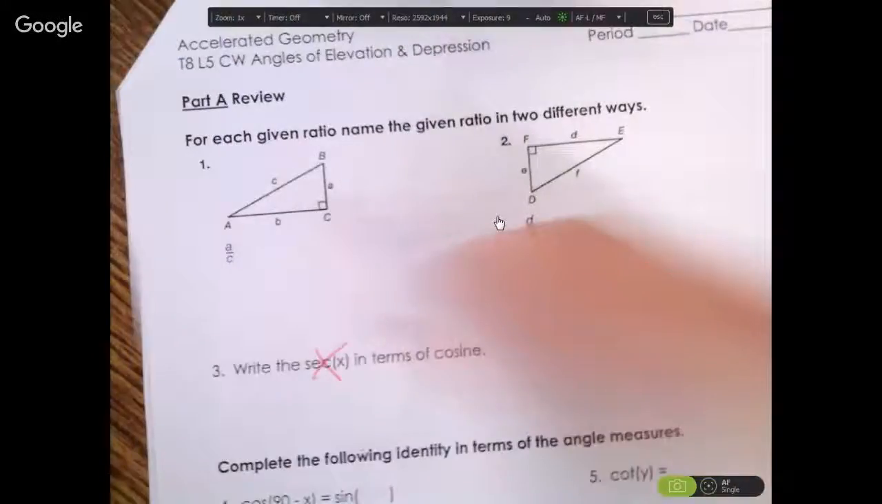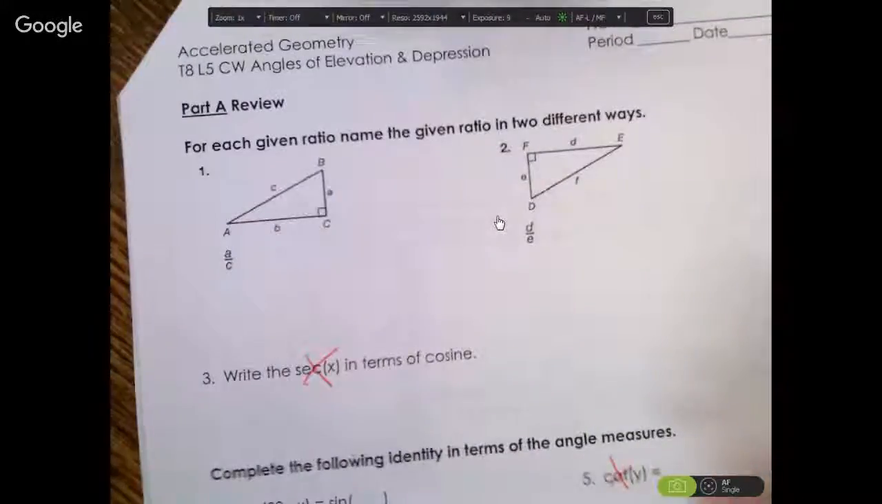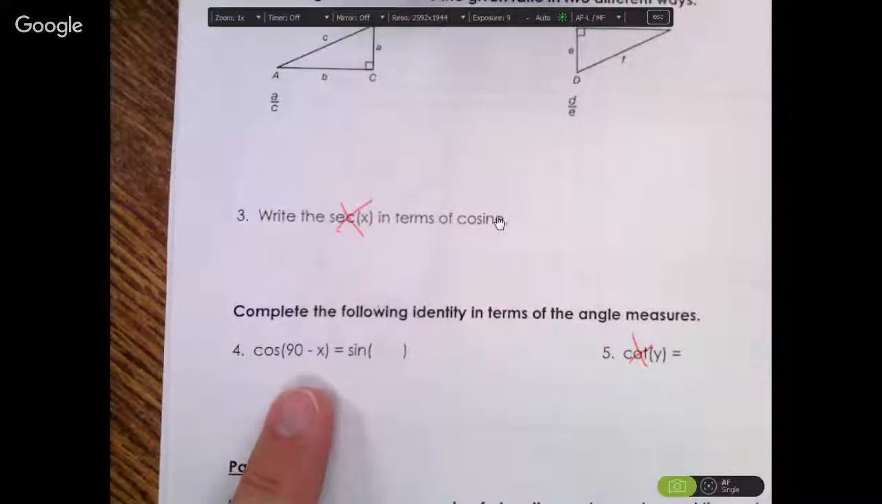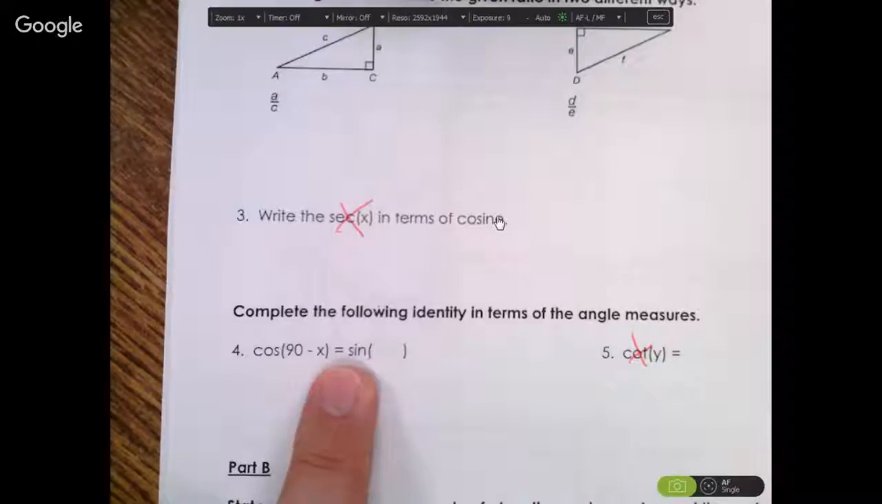On this page, I want you to cross out number 3 and 5. I do not think you should know how to do number 4, but I'm going to ask that you try to look it up online. This is an interesting question. If you have the cosine of an angle, and let me ask you, this is 90 degrees minus x. So this one right here, I want you to look it up on the internet and see if you can figure it out.